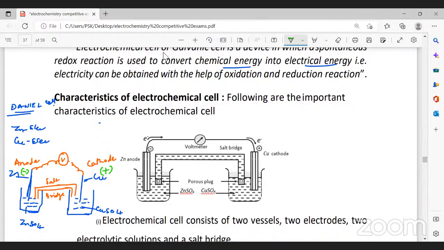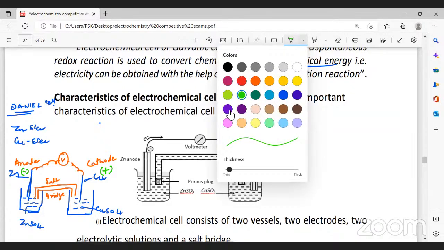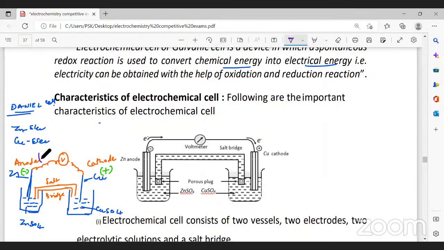At anode, always what takes place? At anode, always oxidation will take place. And at cathode, always reduction will take place. Whatever electrode is placed on the right-hand side will be cathode. Cathode means reduction. Anode means oxidation. Red cat, we started the electrochemistry chapter like this.